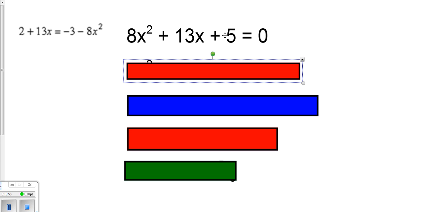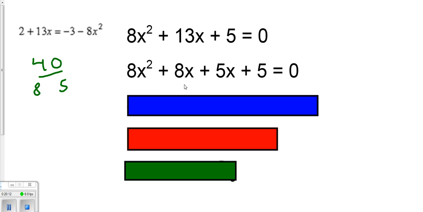8 times 5 is 40. I'll write that off on the side. What are the factors of 40 that would add to 13? Well, that's 8 and 5 again, just these two. So I'm going to break it down into 8x squared plus 8x plus 5x plus 5.